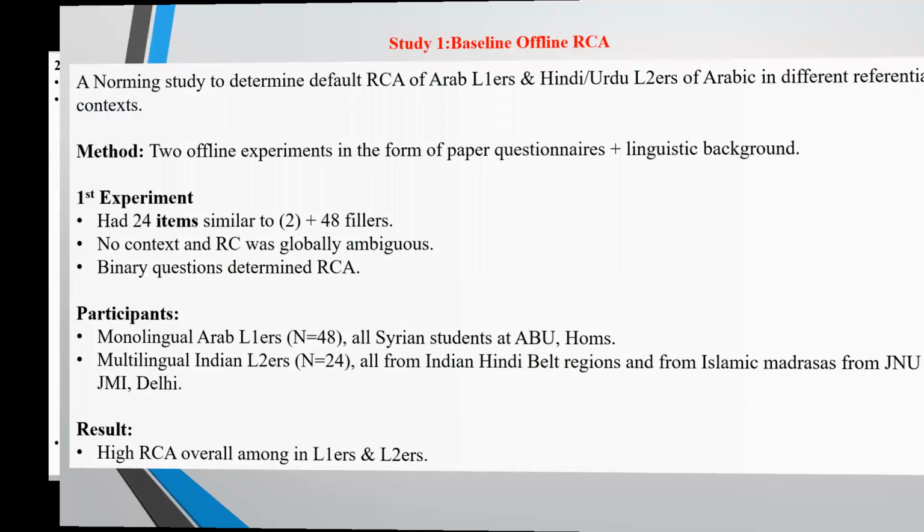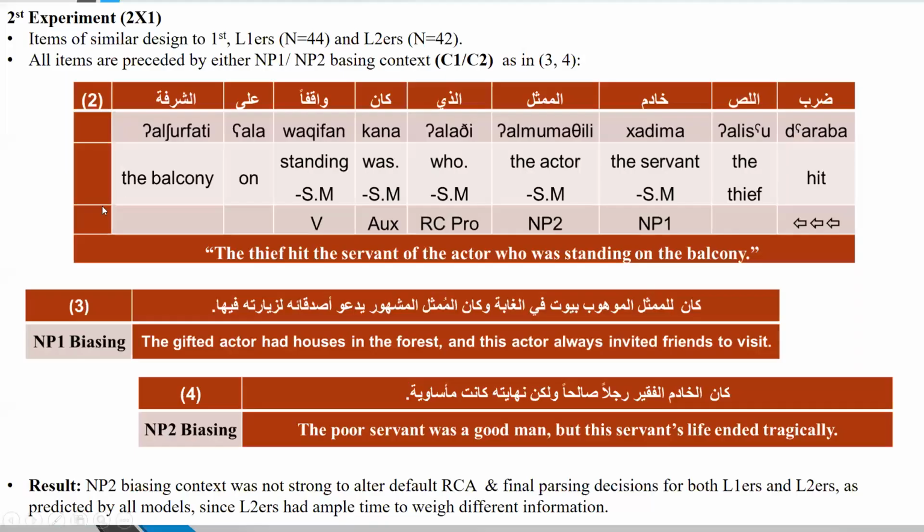In experiment 2, we added the context. So if you take a look at 2, that was the base sentence. And before that, either 3 or 4 came. So the participant read, the gifted actor had houses in the forest, and the actor always invited friends to visit. And then the sentence came, the thief had the servant of the actor who was standing on the balcony. So a sentence with a globally ambiguous RC. However, the context was MP1 biasing.